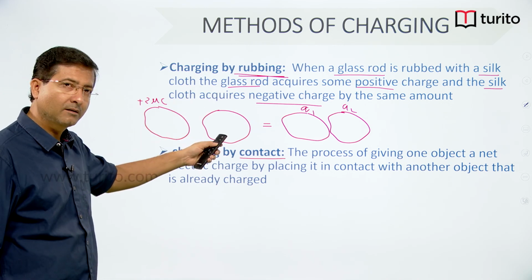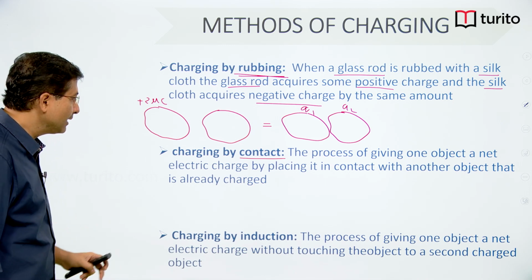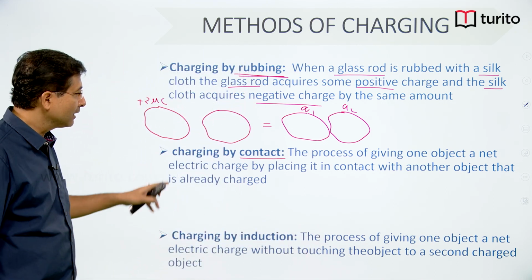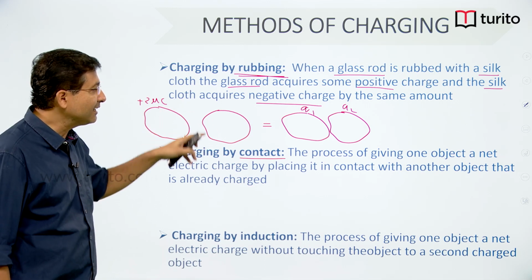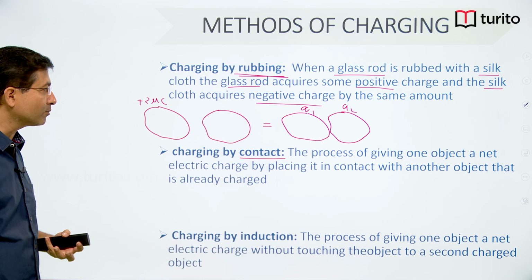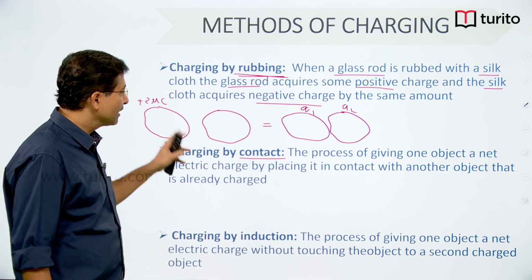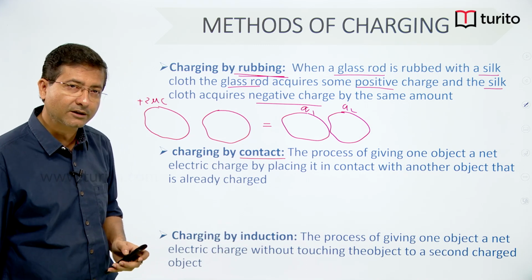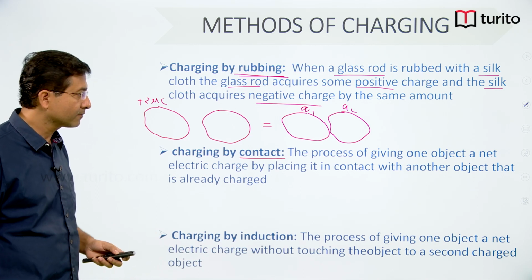So by rubbing, by touching, by induction. In case of induction we don't touch the first conductor to the second conductor. By induction we can charge another object, so without touching we can charge another object. The process of charging by induction we will see later, but for the time being, even without touching we can charge this body, and that process is called induction, right. Later we will talk about this one when we talk about conductors.